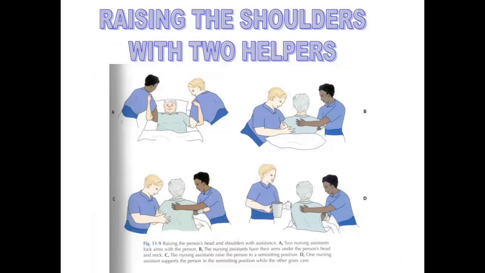With two helpers, how to help the patient. First, we have to raise the person's head and shoulders with assistance. Two nursing assistants lock arms with the person. The nursing assistants have their arms under the person's head and neck. The nursing assistants raise the person to a semi-sitting position. One nursing assistant supports the person in the semi-sitting position while the other gives the care for the patient.